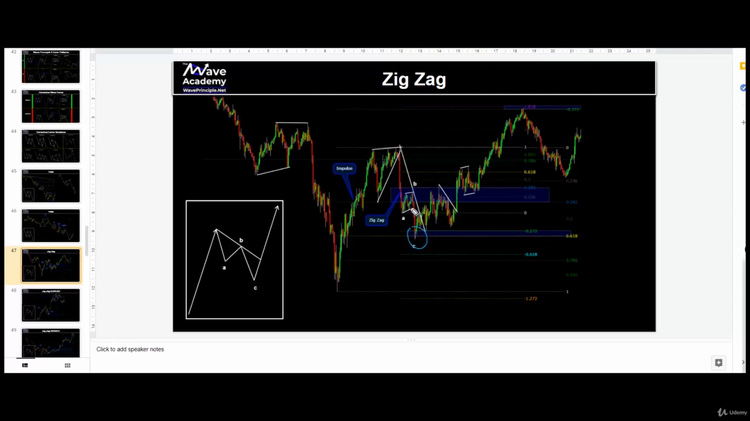As you can see, C is smaller than A, and it only has 3 movements, and then it broke above in a diagonal form. So maybe this can be a leading diagonal. You have an ABC, and then it broke up again. You have here another flat and it goes up, and you can see here another ending diagonal.